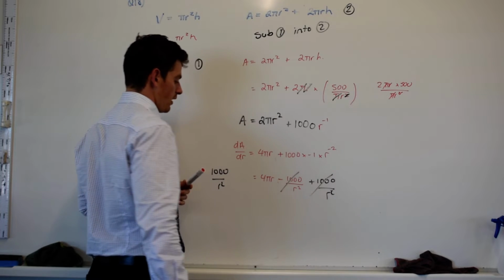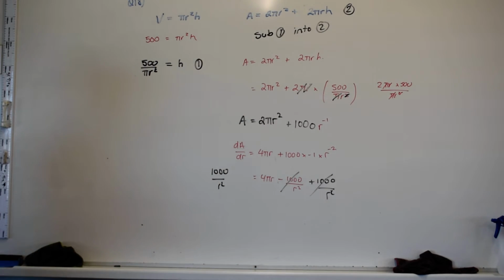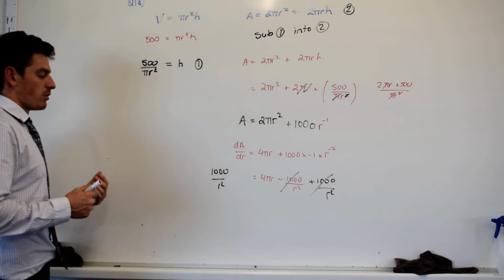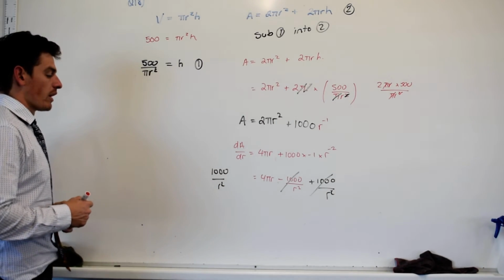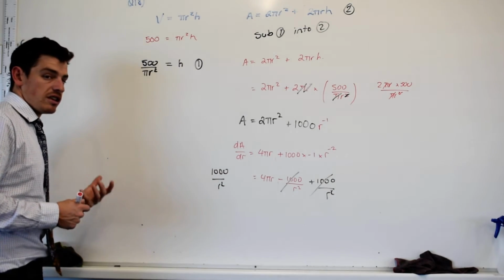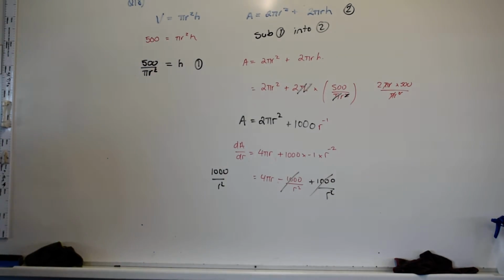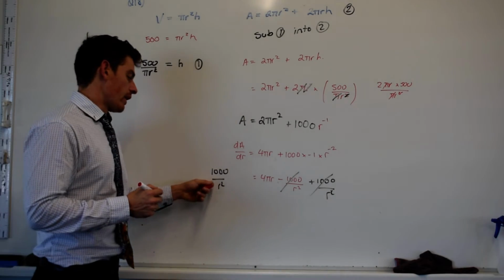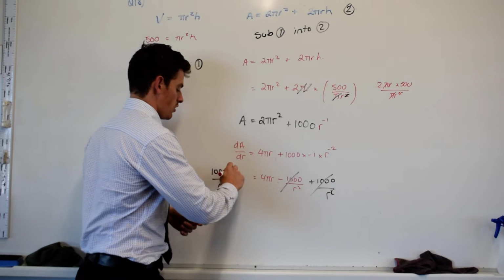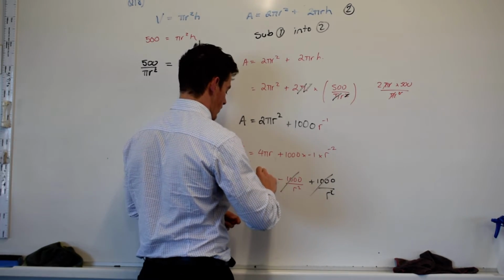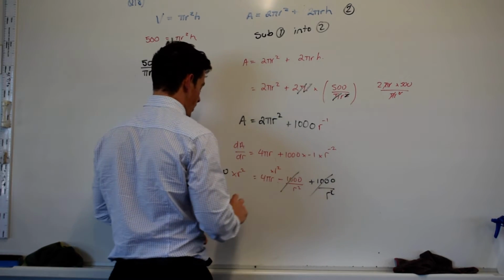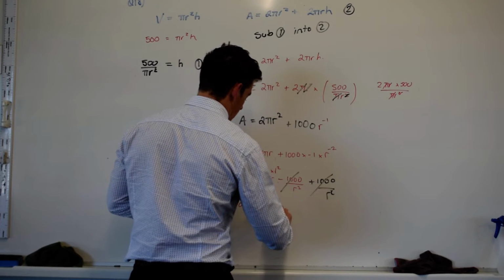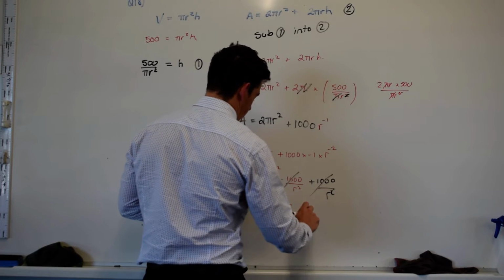Once we get to this point here, I've got r's on both sides. I want to get r's to one side. How do I get rid of the r's on the left-hand side? Because they're in the denominator, I want to get them to the numerator. So what do I do? Yeah, well, how do I get rid of a divide r squared? I multiply both sides by r squared, correct? So my next line should have 1000 equals 4 pi r times r squared.